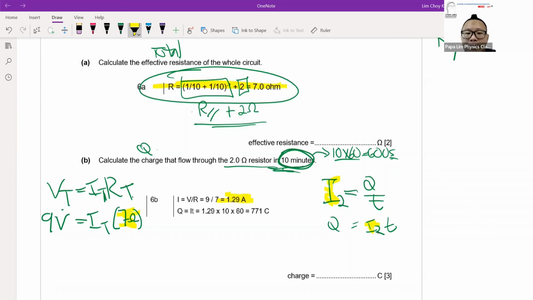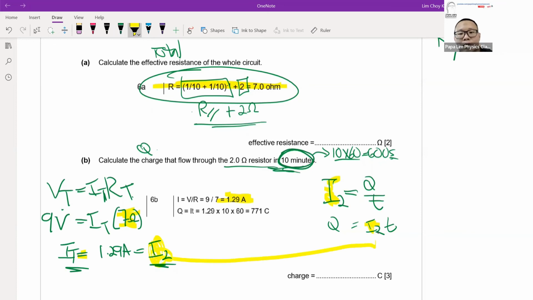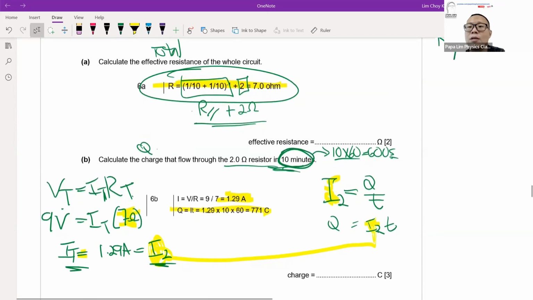Once I have the current flowing from the battery, which is also the current in the 2 ohm resistor, so here, I2, if you find IT, which happens to be 1.29 amp, which also happens to be I2, because they are the same current, you substitute this number into the equation, and what you get here is 771 coulombs of charge. So this is the equation that we're looking at.